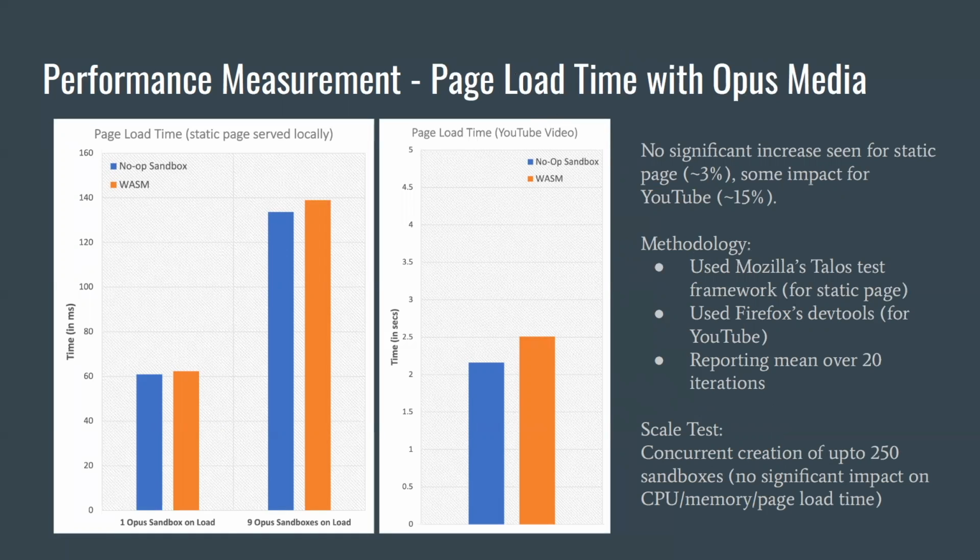Another observation that we made was when a page with Opus media is loaded, sandboxes are created for a very short duration. So we decided to measure if our changes had any major impact on page load time and noticed a non-significant increase of around 3% in the case of a static web page, while an increase of around 15% for YouTube. We also performed a scale test that led to the creation of 250 concurrent sandboxes, but this did not have any significant impact on the CPU or memory usage or the page load time.